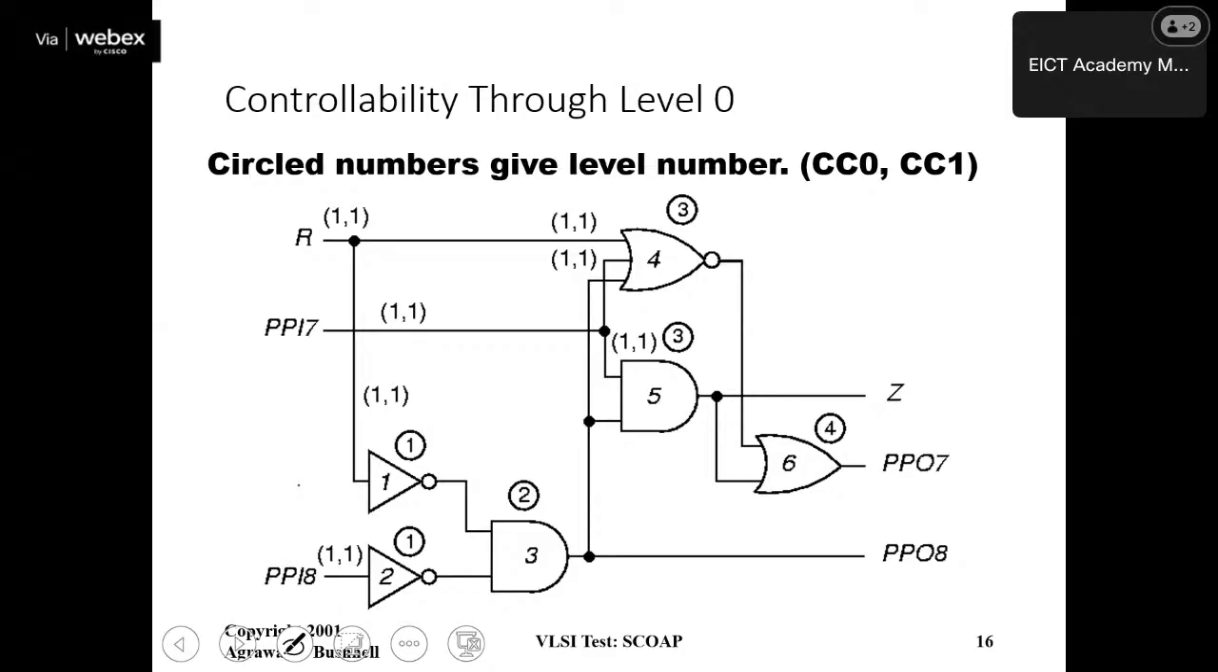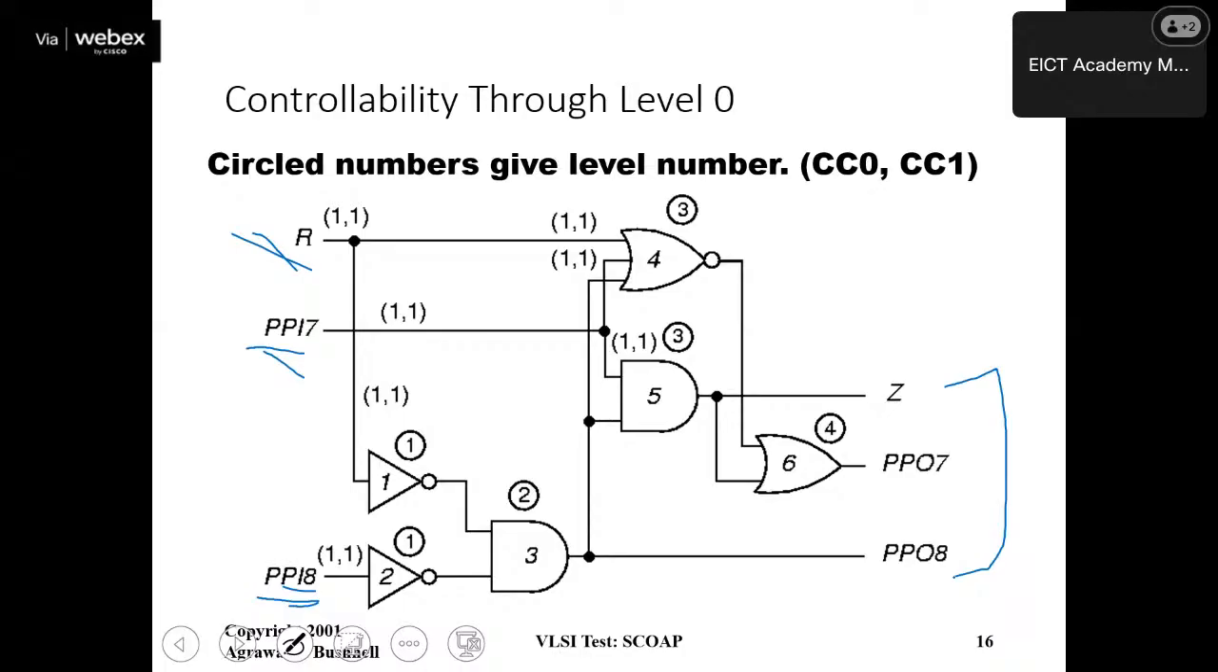So this is the combination logic. It is having two inputs, one is R, and then this is another input, and these are primary inputs. Let's say I7 and I8. Inputs 1, 2, and 3 are there. There are 3 outputs. Now I have to find out the controllability at each and every node.